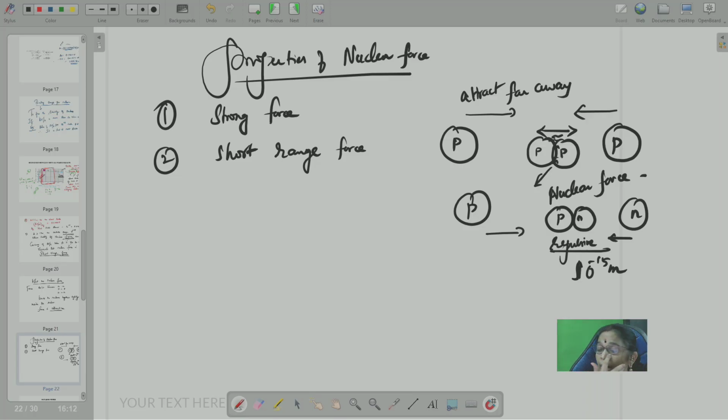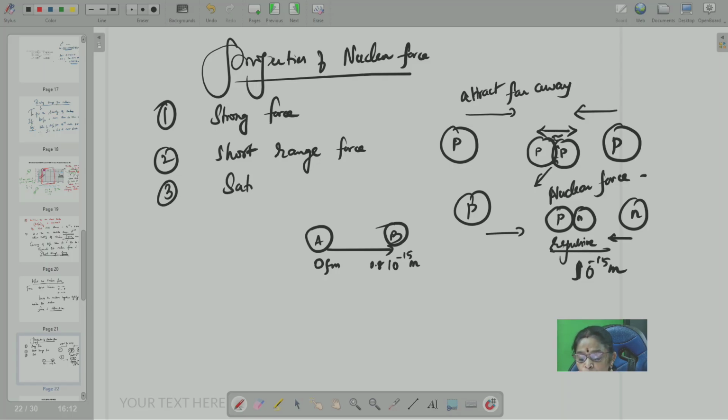You can't say that from this distance there is this much nuclear force, nothing like that. For a certain distance, 0 to 0.8 into 10 power minus 15 meter, the nuclear force from A to B remains the same. But beyond B, if the proton is going beyond B, the nuclear force is nullified, vanished. Then Coulomb's force will dominate. So it acts only for a shortest distance, therefore short range force, and it is always maximum, that is called saturated force.